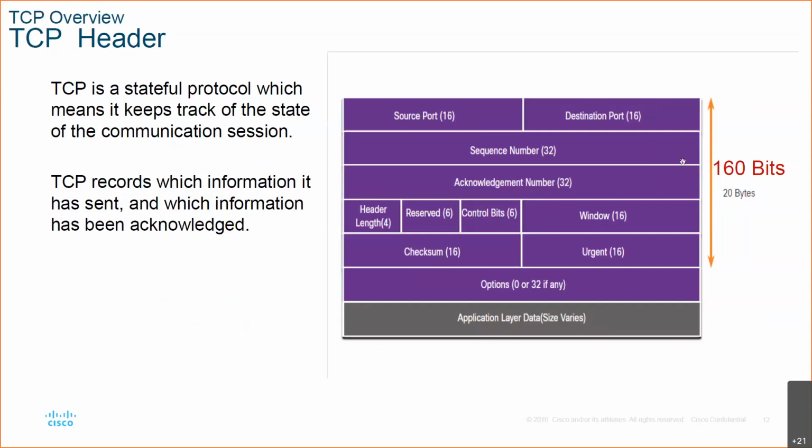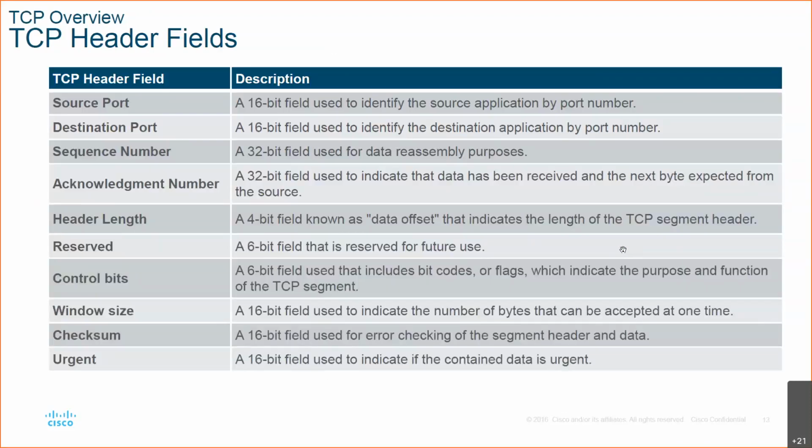If you look at these 160 bits, source port 16 bits, destination port 16 bits. Then you have got sequence number, acknowledgement number, header, reserve, control bits, the window, the checksum, the urgent, and so on. Okay. So these are the different fields of your TCP header.